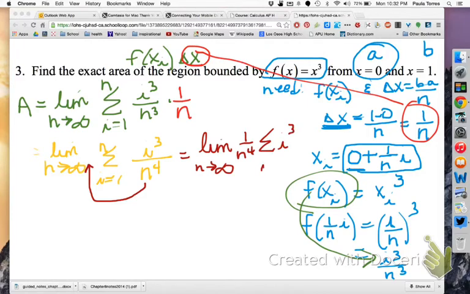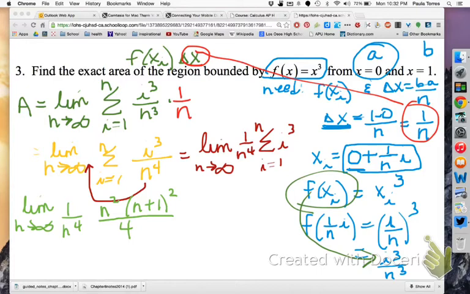And I have a formula for that. Hope you remember it. Which is n squared times (n plus 1) squared all over 4. So that took care of all of this piece.